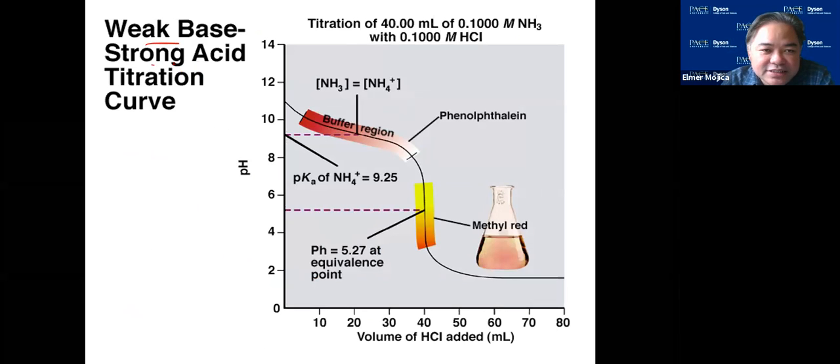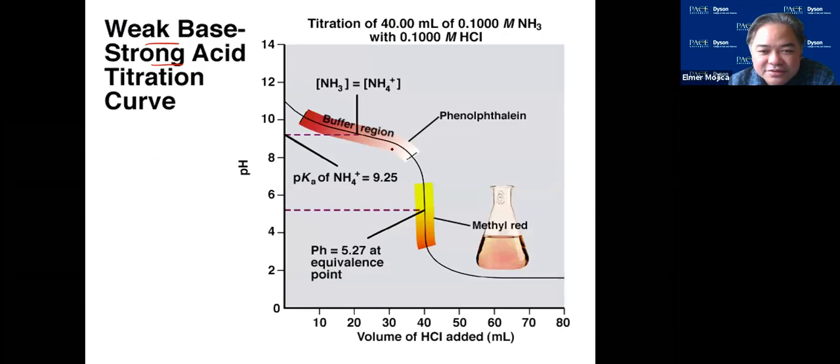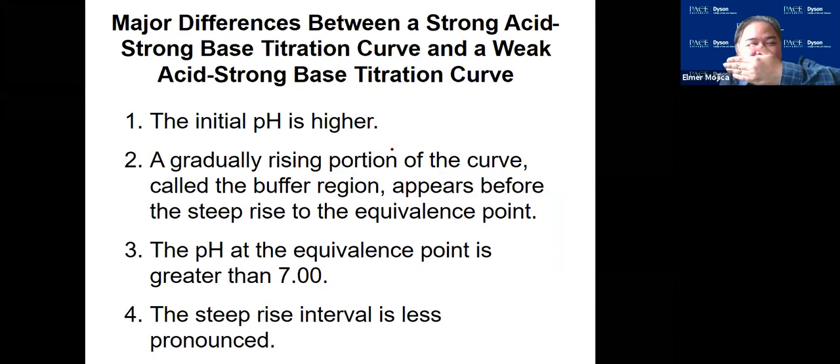Now the last one that we have, the weak base and strong acid titration curve. So this is the same thing. It's just like, how do you call this? The flip side, mirror image. So if you have it like this in the weak acid strong base, in the other one, weak base strong acid, it will be like this one.